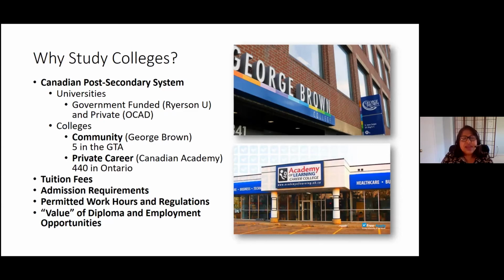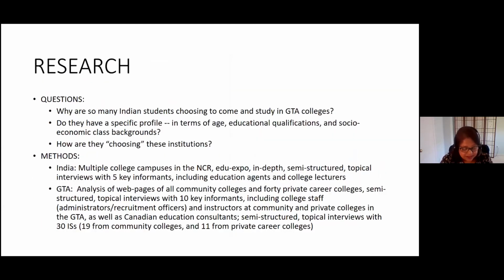So the question is, if this is already in the public domain, why are so many students going for colleges, first of all, colleges and not universities? And secondly, why are so many people going to private career colleges? The next slide, please. We had actually three interrelated questions. Why are so many Indian students going to GTA colleges? What is their specific profile? And is there a specific profile for who goes to what kind of college? And then what are the pathways of choosing those institutions?